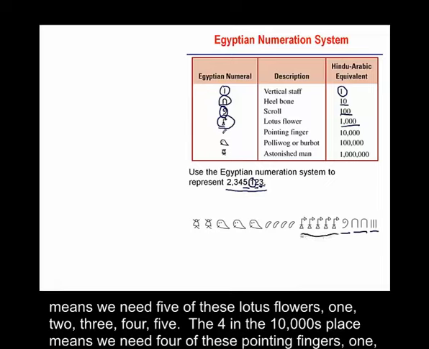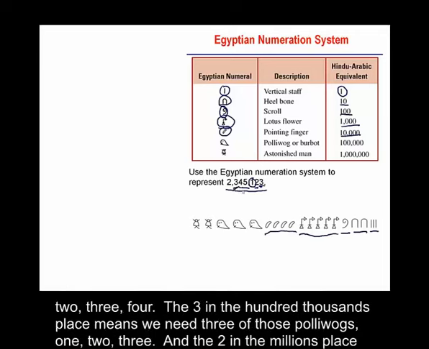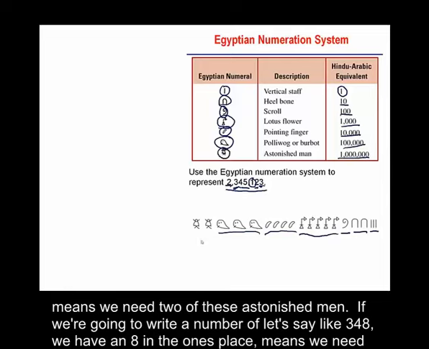1, 2, 3, 4, 5. The 4 in the 10,000s place means we need 4 pointing fingers. 1, 2, 3, 4. The 3 in the 100,000s place means we need 3 polywogs. 1, 2, 3. And the 2 in the millions place means we need 2 astonished men.